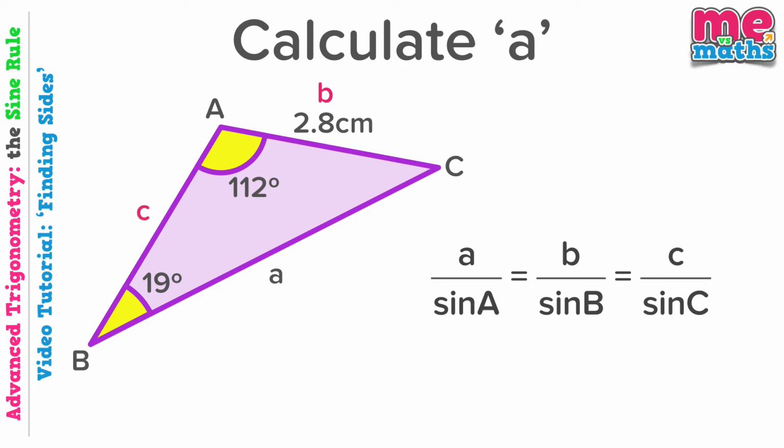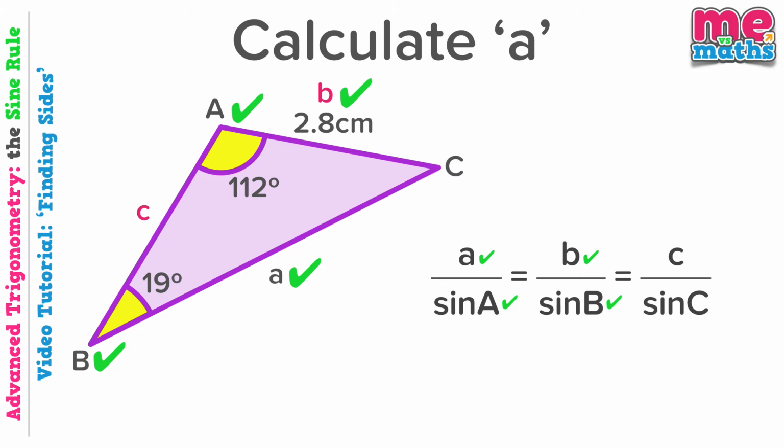Just as with standard trig, I like to talk about active sides and active angles. Angle A is active as we're given it. Side A is active as we're being asked to find it. We're also given angle B, so that's active as well. And we know the length of side B, therefore side B is also active. We are not given any information about side C or angle C, so neither of these are active.